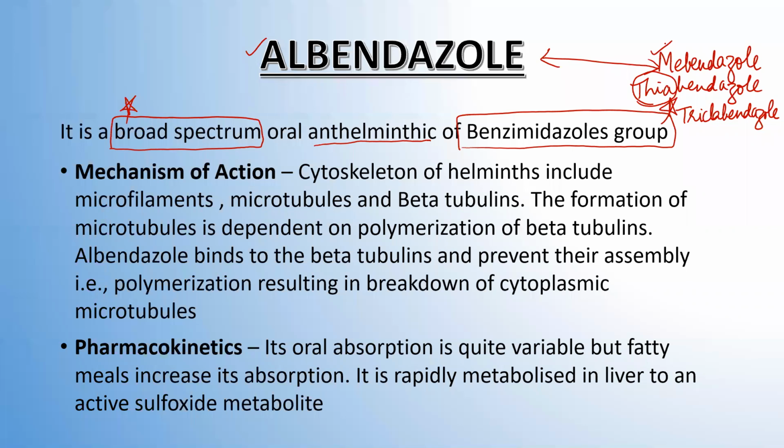Now, how does it function? To understand that, you need to first look at the cytoskeletal structure of a helminth parasite. It comprises three important structures. The first is your microfilaments. The second is your microtubules, and the third is your beta tubulins. Now we are going to talk about only the microtubules and the beta tubulins, because this is the site of action where the story unfolds.